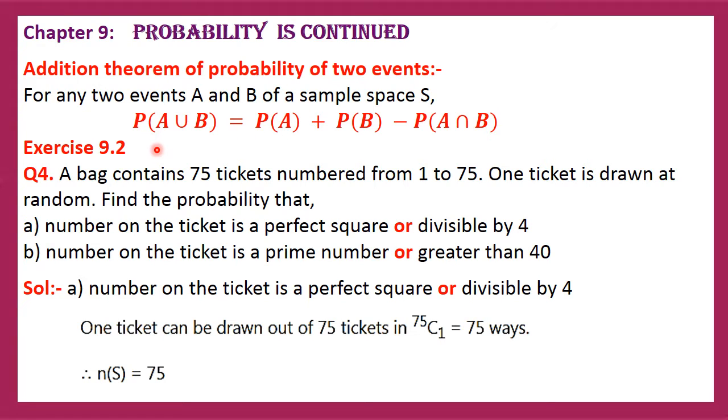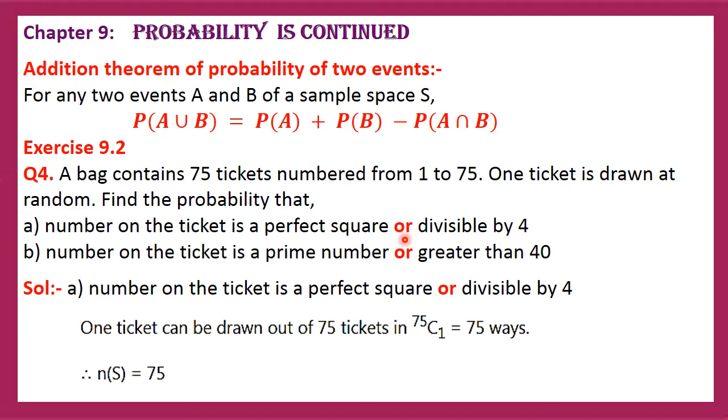Now we solve the related sums. Exercise 9.2. We select question number 4. A bag contains 75 tickets numbered from 1 to 75. One ticket is drawn at random. Find the probability that the number on the ticket is a perfect square or divisible by 4.